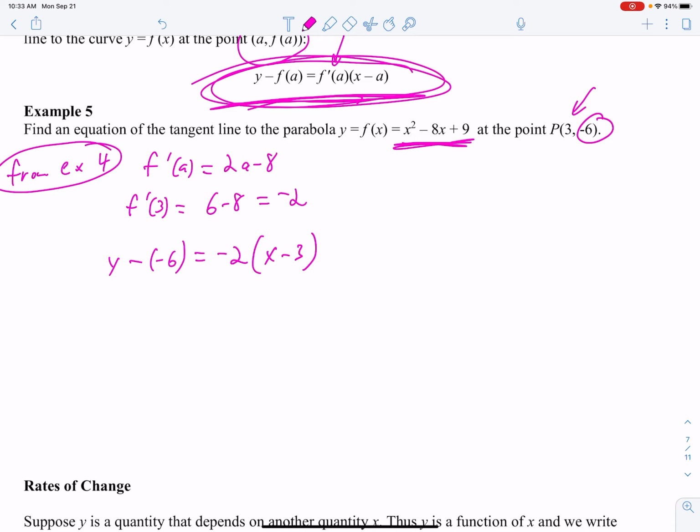I'm going to skip a few steps. So we've got -2x plus 6, and then minus 6 at the end, my mistake, because we're subtracting 6 from both sides. There we go, 6 minus 6 is gone. So there's our final answer. The equation of the tangent line to the parabola at (3, -6) is y equals -2x.